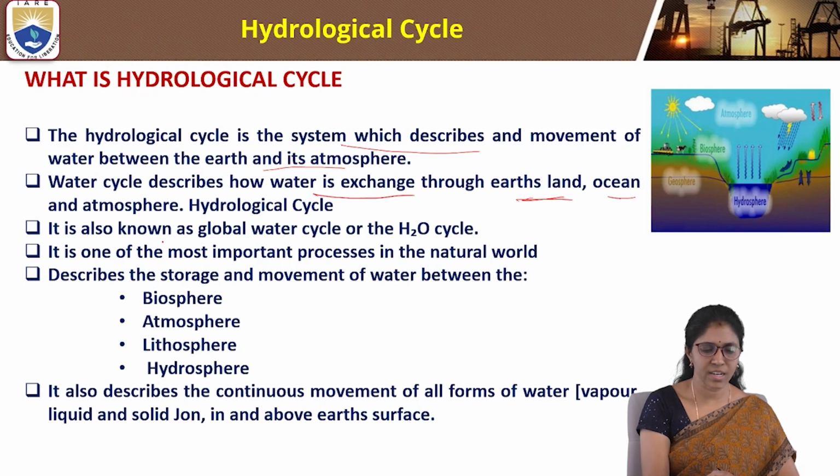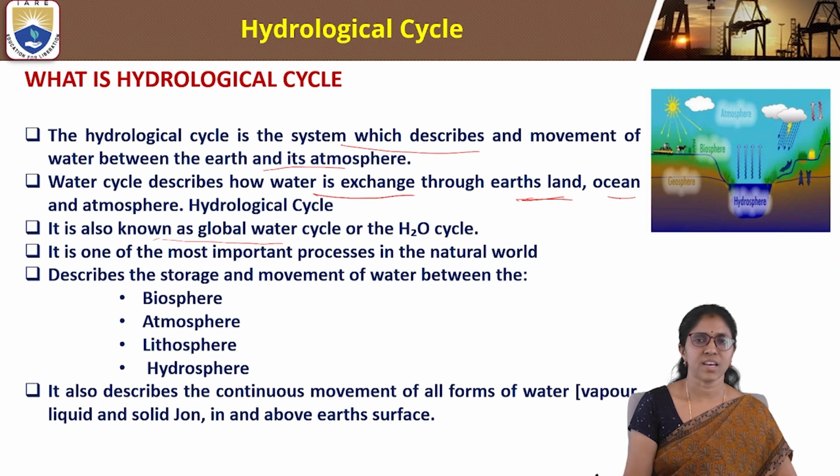This hydrological cycle is also known as the global water cycle or H2O cycle. It is one of the most important processes in the natural world. It describes the storage and movement of water between the biosphere, atmosphere, lithosphere and hydrosphere.